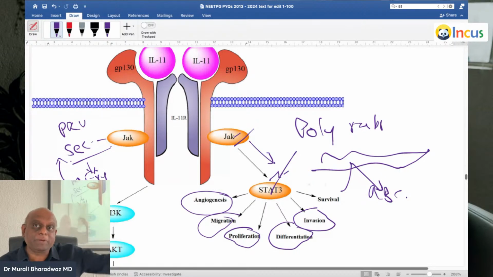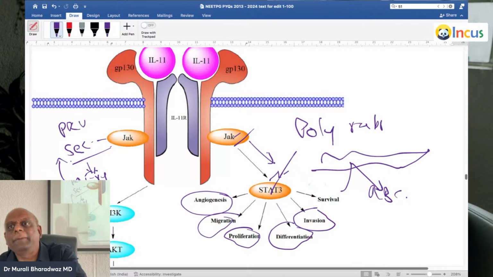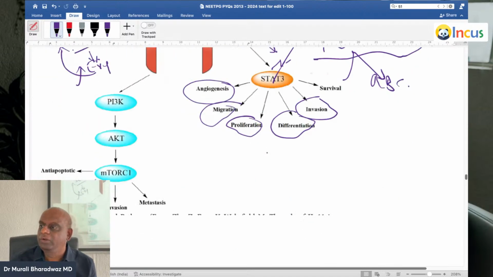High erythropoietin plus polycythemia is equal to all hypoxic conditions like COPD, cyanotic congenital heart disease, or bad lungs like COPD. So this is what we need to remember.